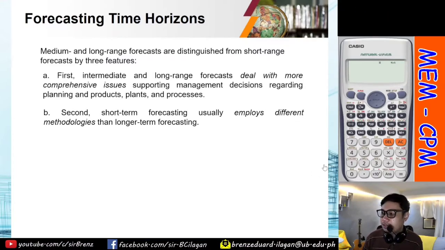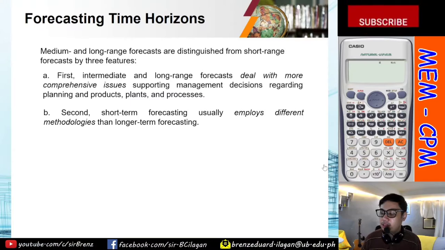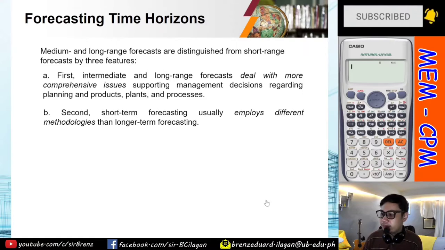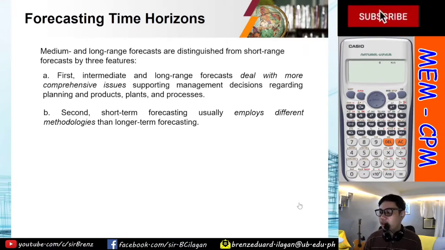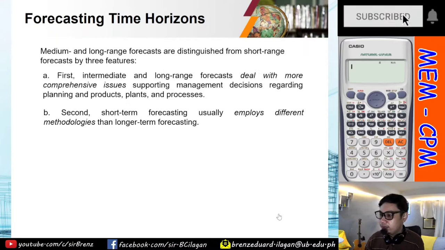short-term forecasting usually employs different methodologies than longer-term forecasting. Mathematical techniques such as moving averages, which we will discuss later on, exponential smoothing, and trend extrapolation, all of which we shall examine shortly, are common to short-run projections.